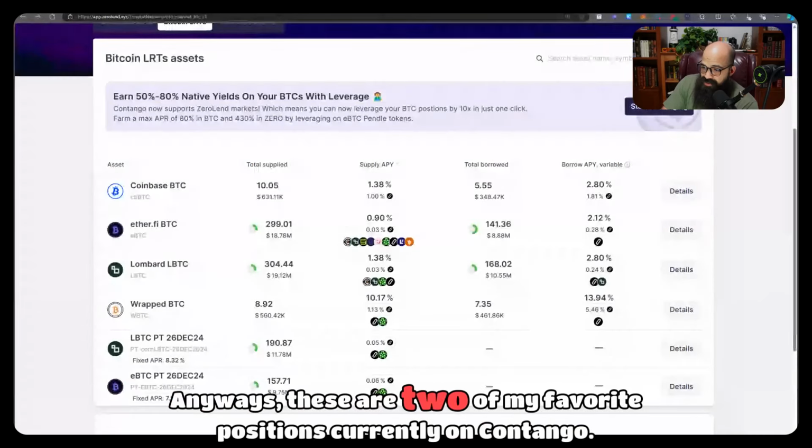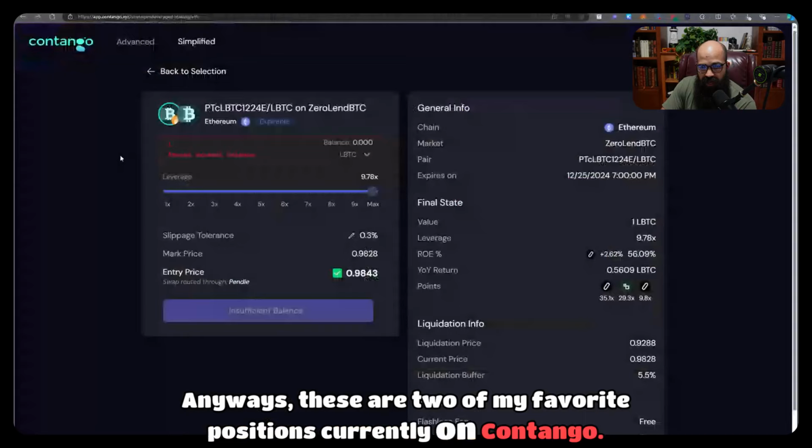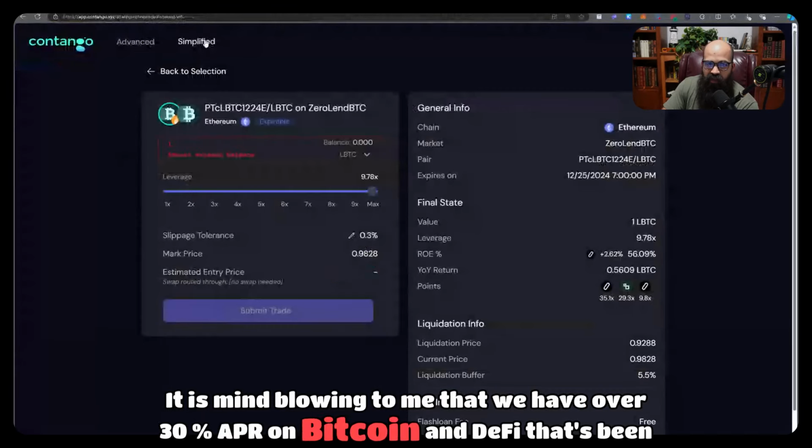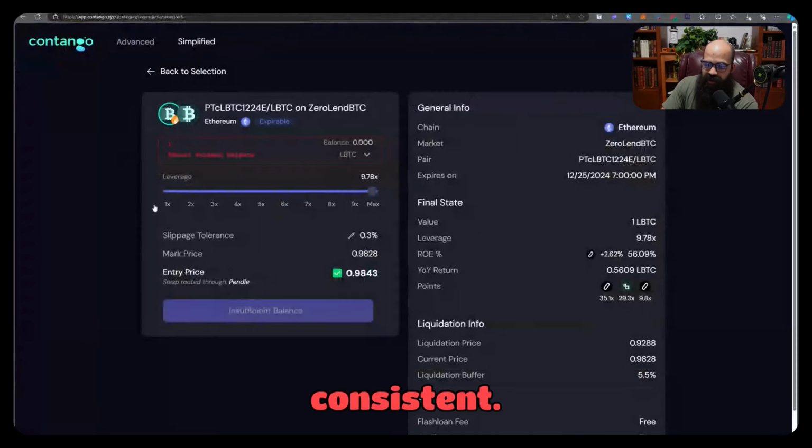Anyways, these are two of my favorite positions currently on Contango. It is mind-blowing to me that we have over 30% APR on Bitcoin and DeFi that's been consistent.